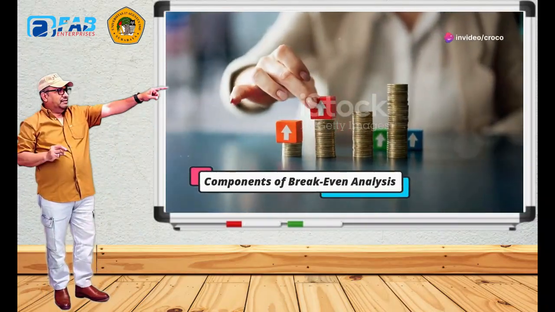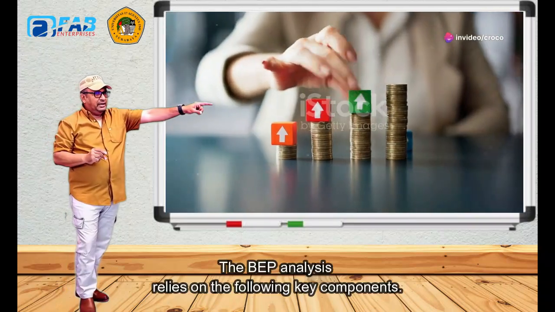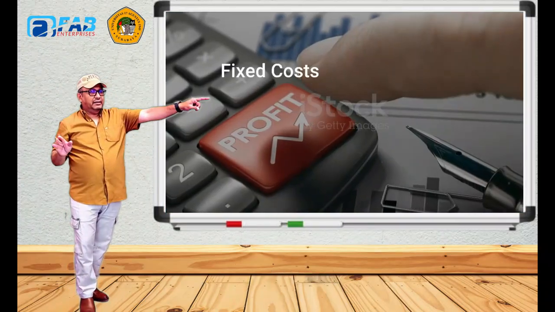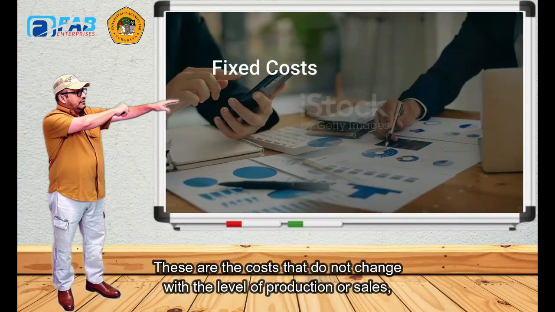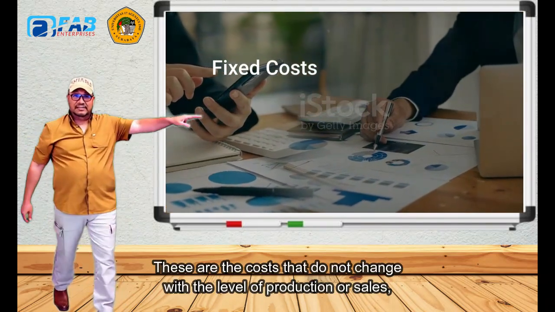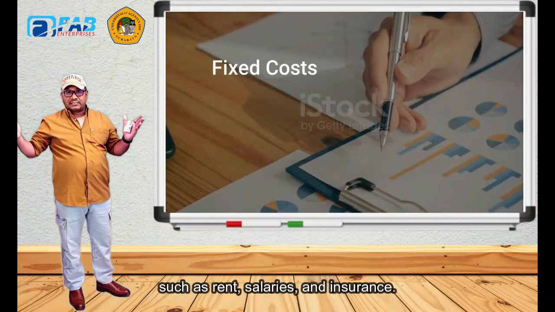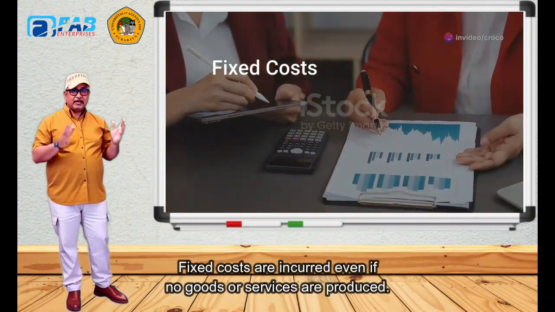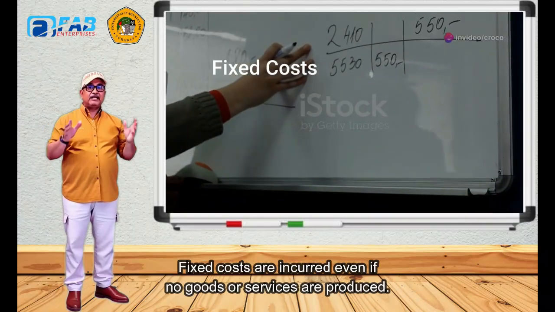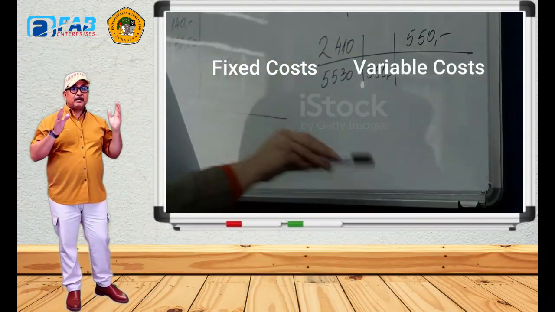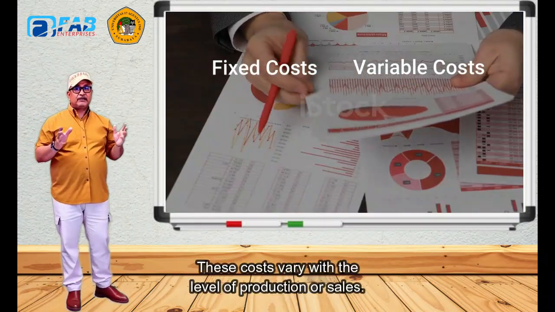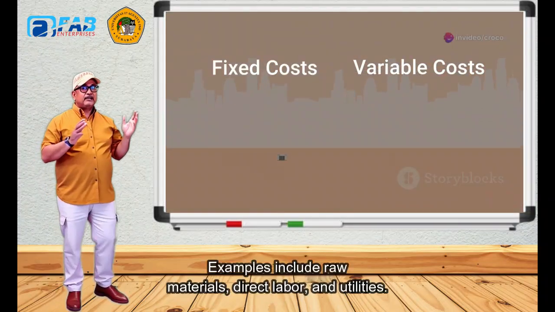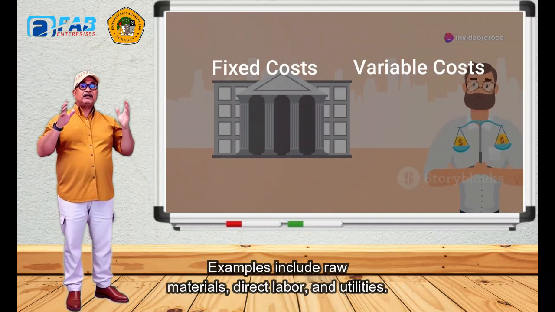Components of break-even analysis. The BEP analysis relies on the following key components. 1. Fixed costs. These are the costs that do not change with the level of production or sales, such as rent, salaries, and insurance. Fixed costs are incurred even if no goods or services are produced. 2. Variable costs. These costs vary with the level of production or sales. Examples include raw materials, direct labor, and utilities.